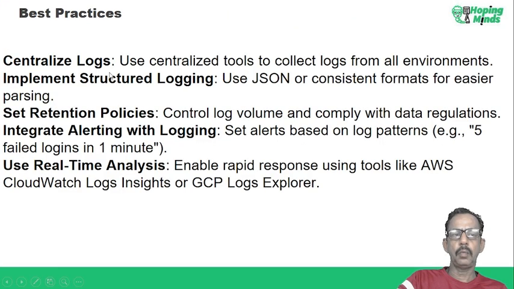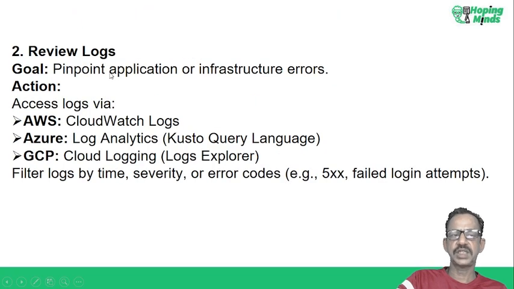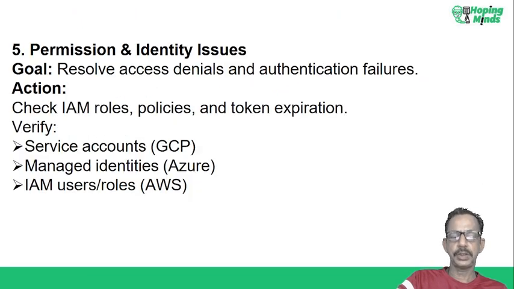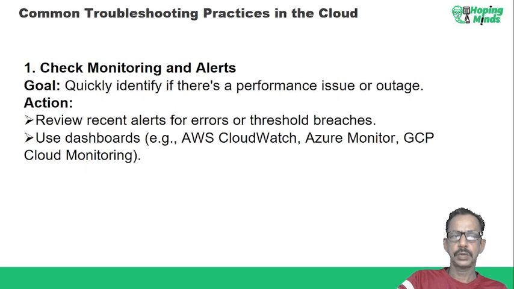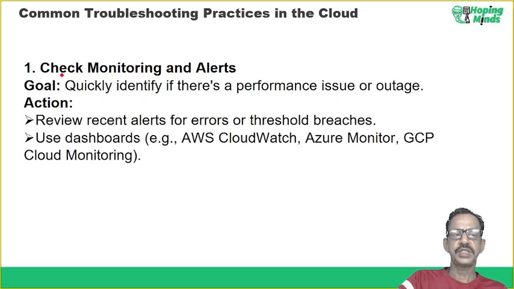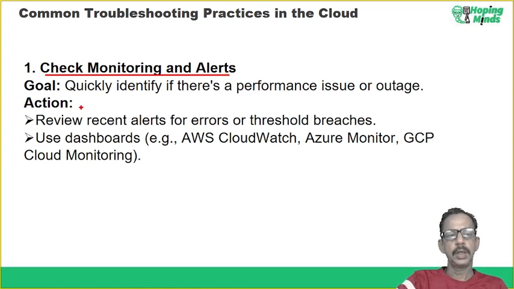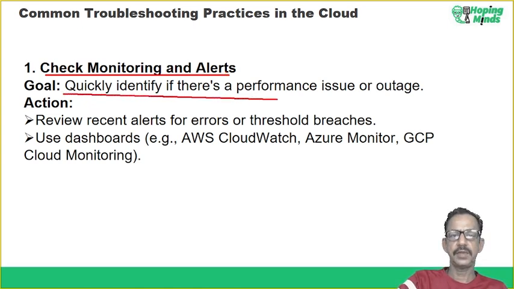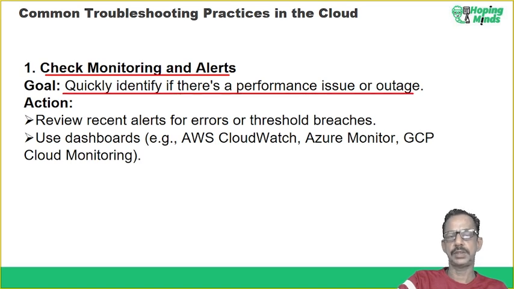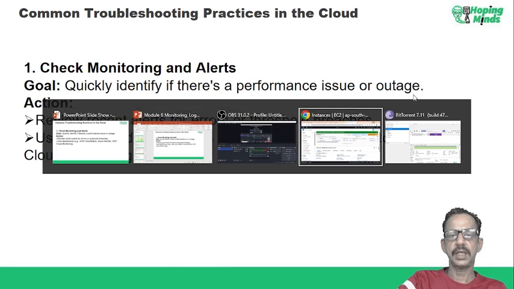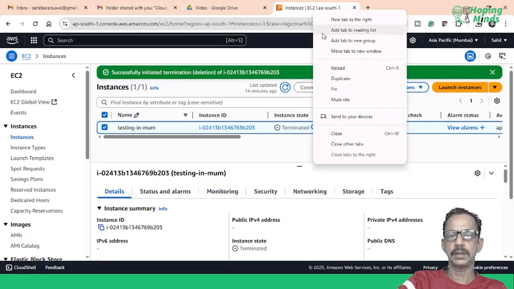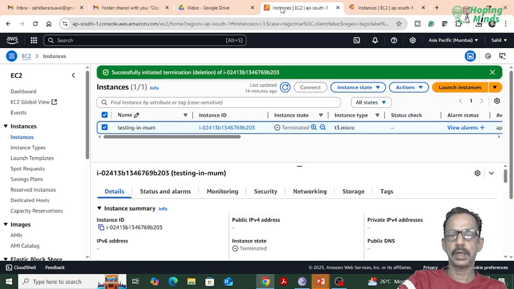So how can we do that? What step by step do we follow to troubleshoot the issues there? Let's start with the very first thing, checking monitoring and alerts. Check all the monitoring that you have set and check all the alerts. Quickly identify if there is a performance issue or any outage. As I have shown in CloudWatch, you can see everything there. What is happening there? Let me show you here also simultaneously.